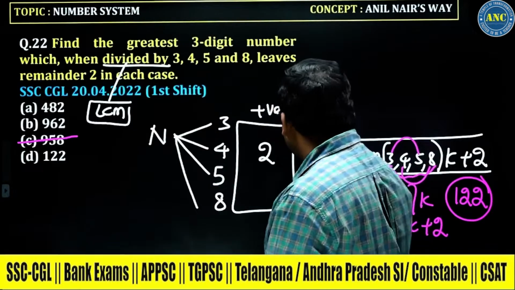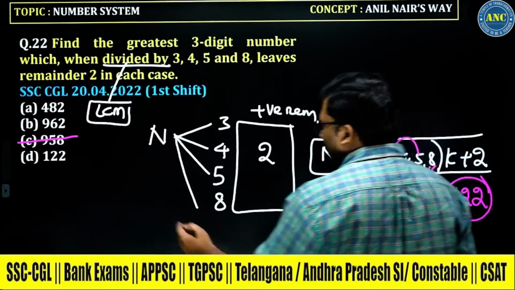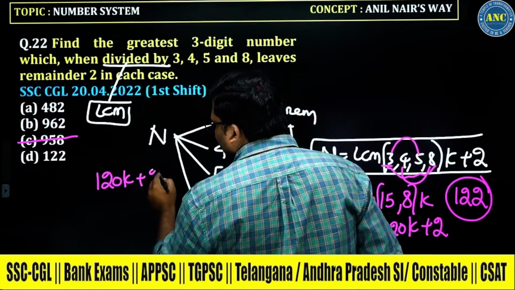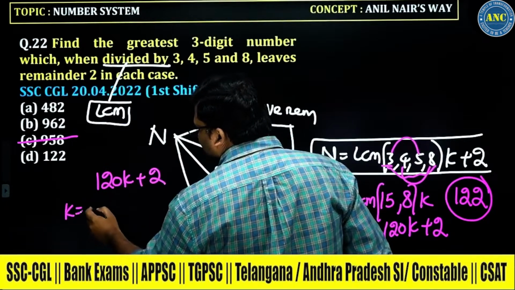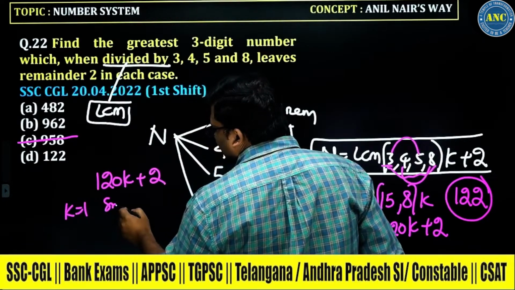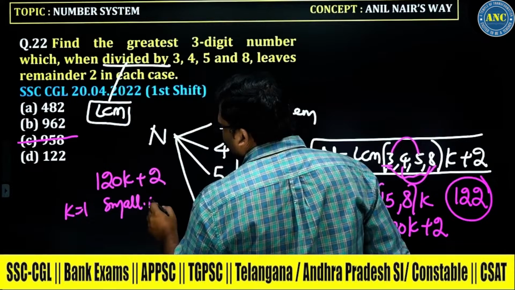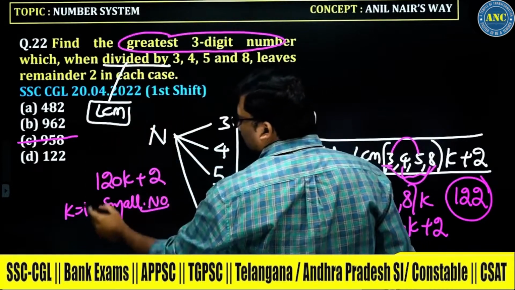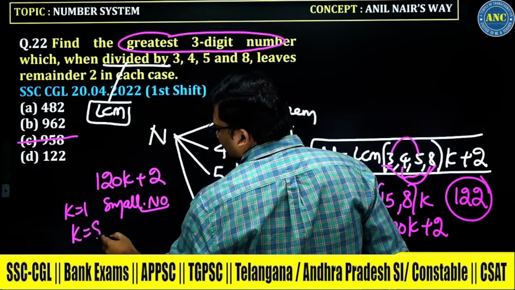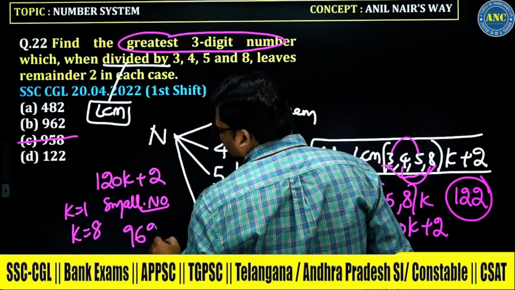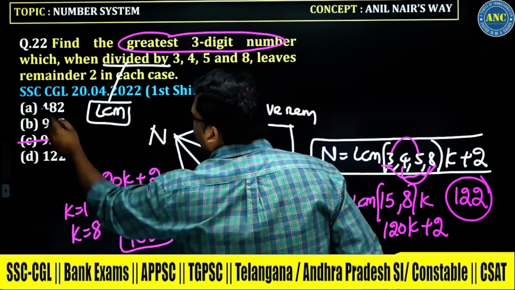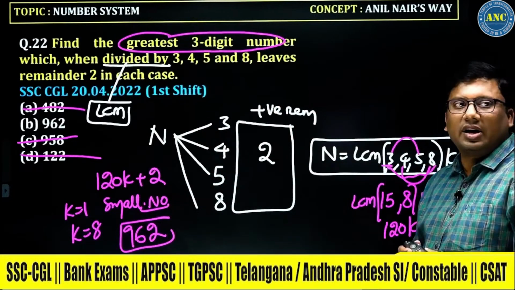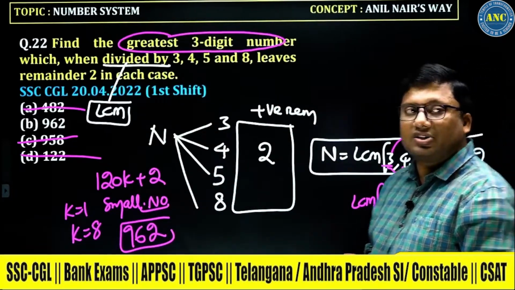Are you all with me? So here it is 120 into k plus 2. With k value 1, 122, I will get the smallest number. But the question asks for the greatest number. The greatest will be with k value 8: 960 plus 2, 962. The smallest answer is 122 and the greatest answer will be 962.